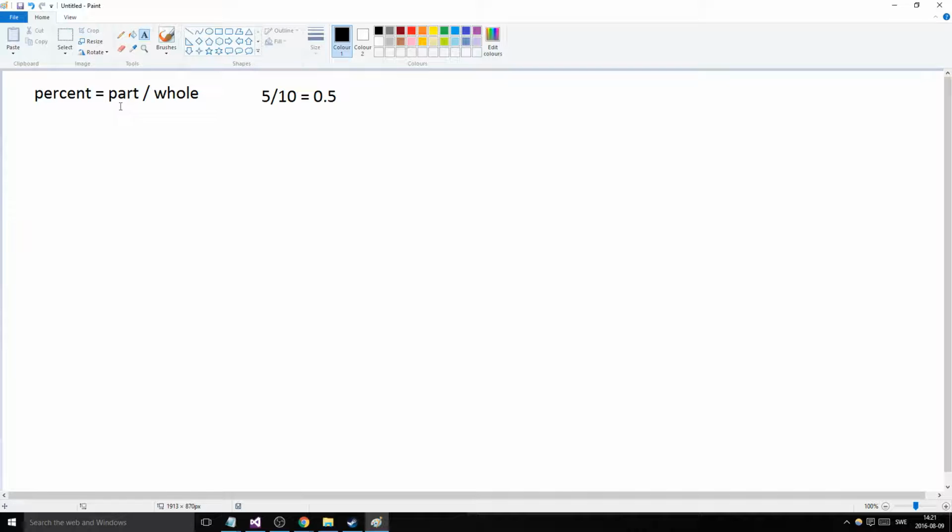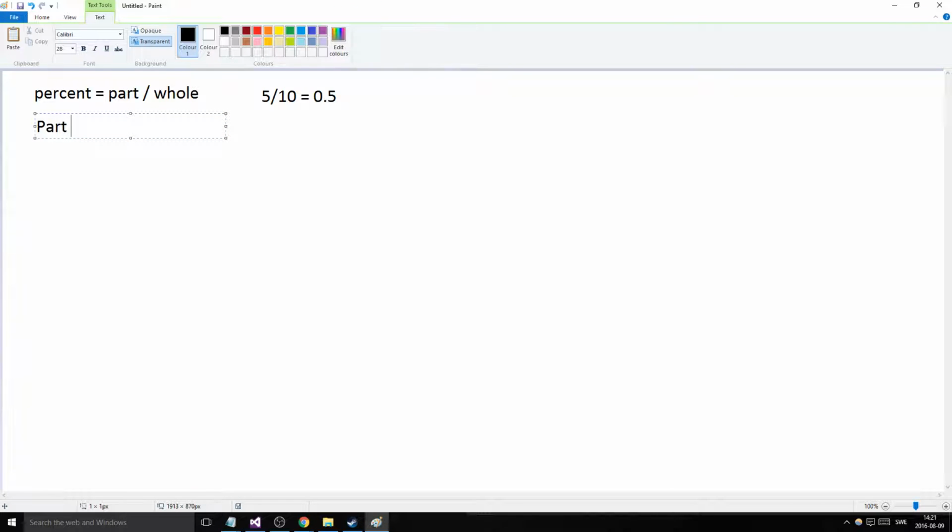So what if we want to see how big the part is? The part would be the whole multiplied by the percent. So what would this give us? Well, this would give us 10 multiplied by 0.5, which would give us 5.